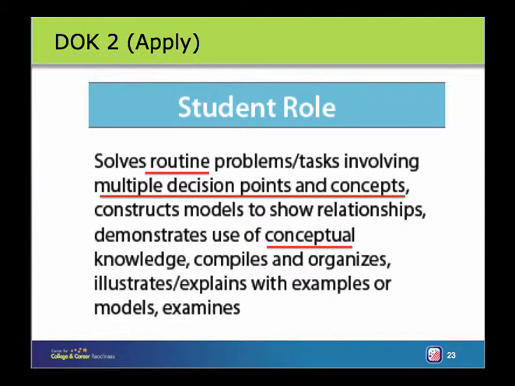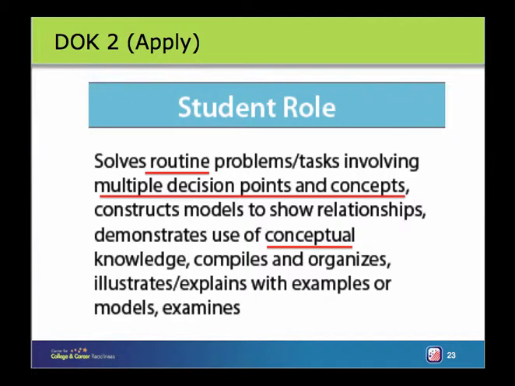When we look at the red underlined words, we have the word routine, multiple decision points and concepts, conceptual. Think about what this means in terms of complexity. The word routine is kind of a hint that it really may not be very complex because it is routine. It is something they've been exposed to. Multiple decision points and concepts is what increases the complexity from a level 1. But right now we're really just looking at a depth of knowledge 2.